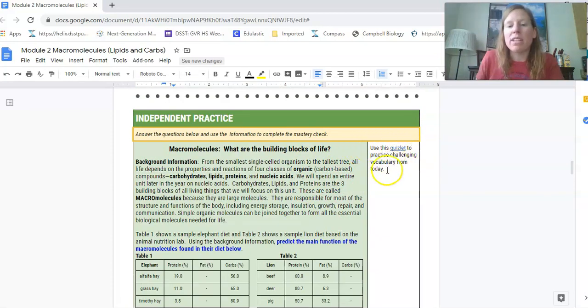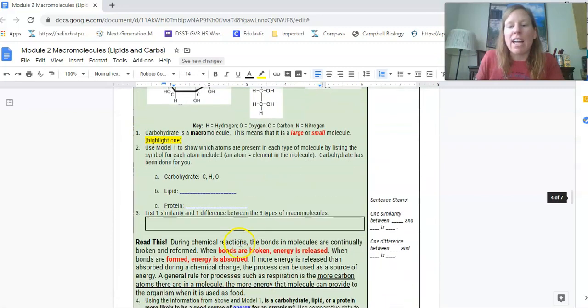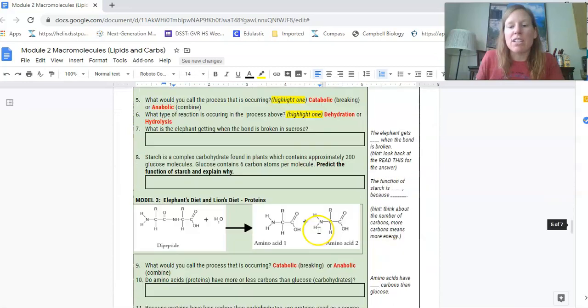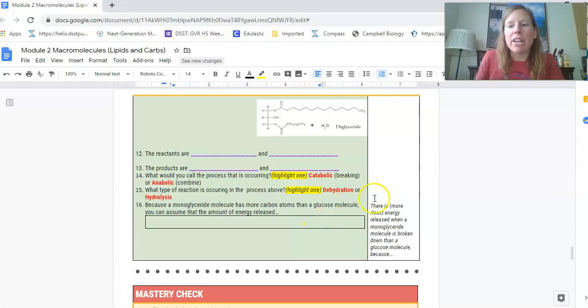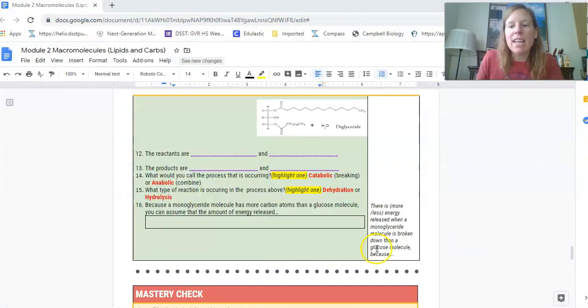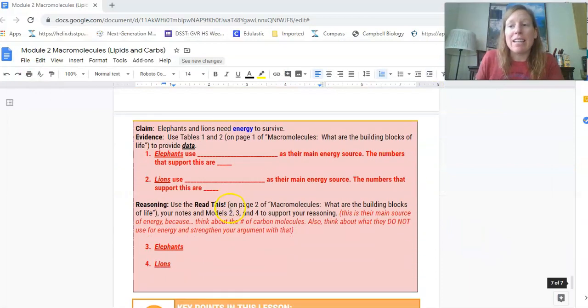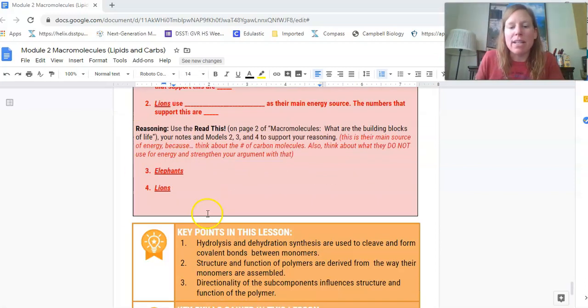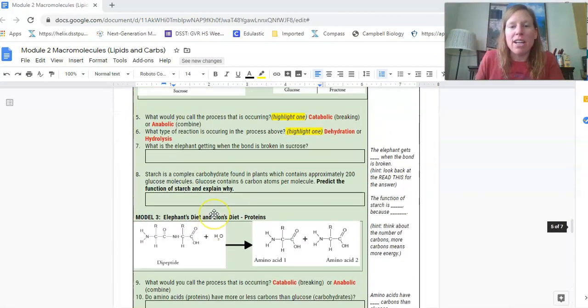If you are having trouble, please notice that there's a Quizlet here to help you. Please use that Quizlet to practice the vocabulary from today. I think that's very crucial. After you finish answering the questions, there is an answer key in the PowerPoint that's also linked for today's module. Finally, your mastery check is not on AP Classroom today, but instead is a CER, like an FRQ response related to energy and carbohydrates and lipids. So please answer that there so I can grade it.